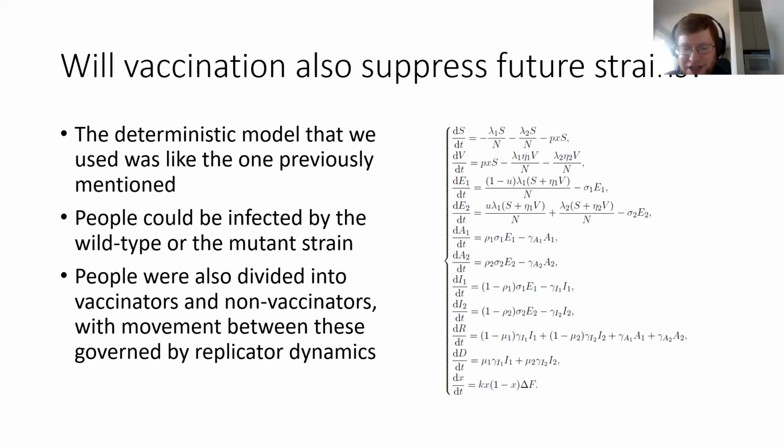Because if you'll notice this, the parameter k here is just the scaling rate, basically to scale everything according to how fast people switch between compartments: vaccinated, willing to become vaccinated, or not willing to become vaccinated. And then this delta F, that's the payoff function.